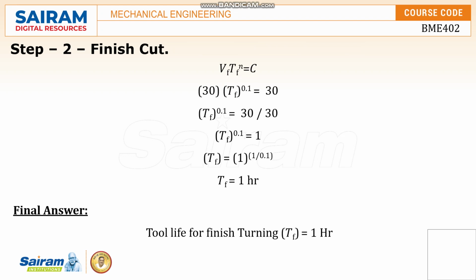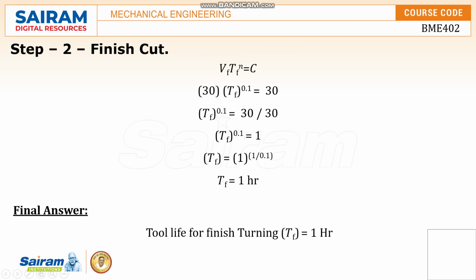The next one is finish cut, or finishing turning. For this finish turn, I am going to use the same formula, but with the finishing operation's data. So Vf Tf to the power n is equal to C. In the question they have given that the cutting speed will be the same for both rough cut and finish cut operations. So instead of Vf, the cutting speed, I can use 30, and Tf to the power n, which is given in the problem as 0.1, is equal to the C value we found in the previous step, which is 30. Now from this we need to find the tool life.